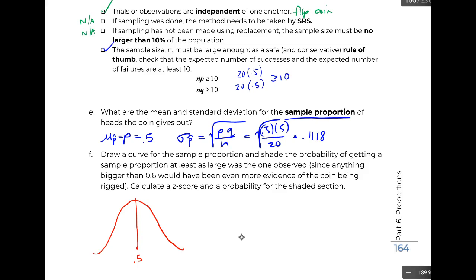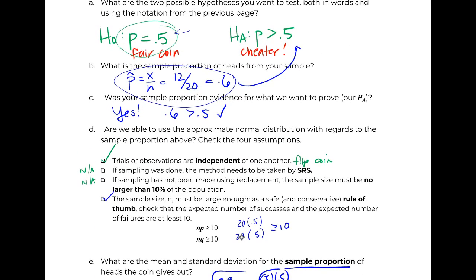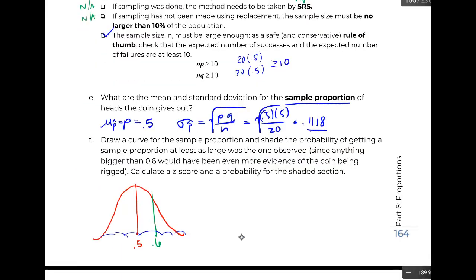When we went out and did our sample, we got 0.6, which is not that unusual, especially when you think about these standard deviations. We're not even one standard deviation away, but that's what we're going to be looking at. Now, we only had 0.6 in this question, but we do have this right-tailed test. This greater than tells us that we have a direction to shade. We actually want to shade this way.